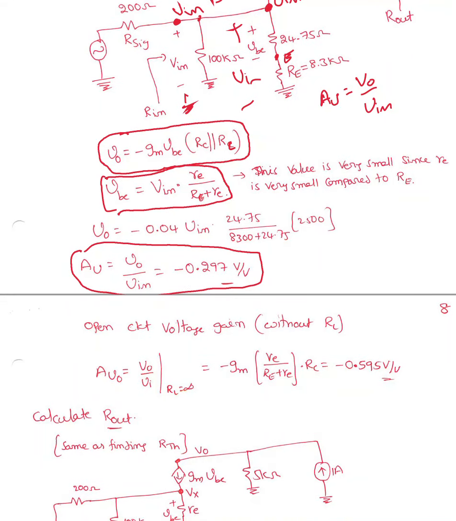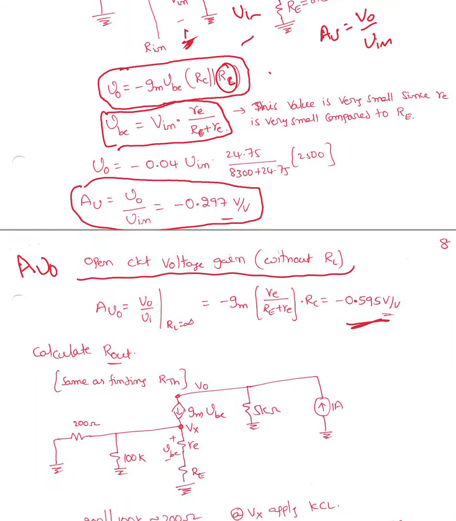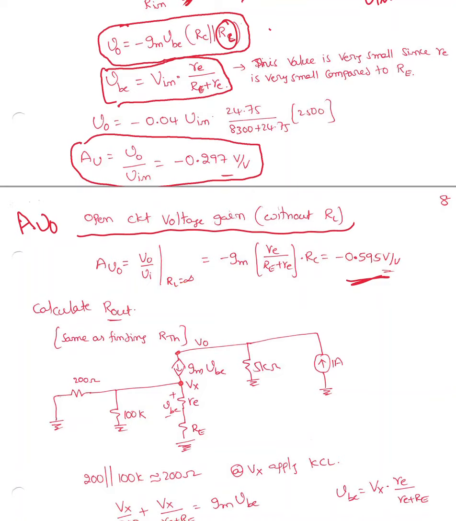Now, open circuit gain is nothing but AV0, which is without RL. So all we need to do is just remove this RL and solve for it. I'll end up with minus 5.95 volt per volt. Now we're going to find the output resistance. While finding output resistance, make sure, since there is a dependent source, either you connect a 1 ampere source or a 1 volt source to find that value.